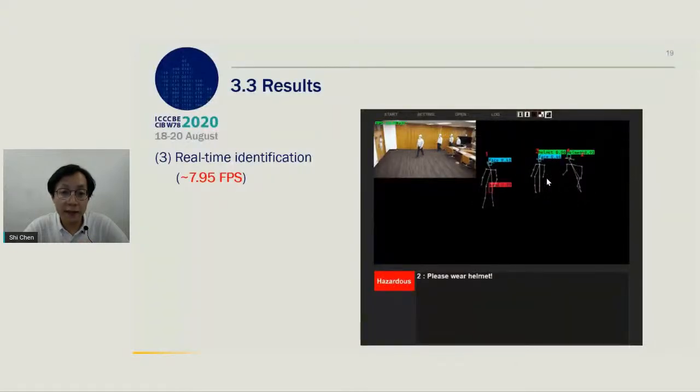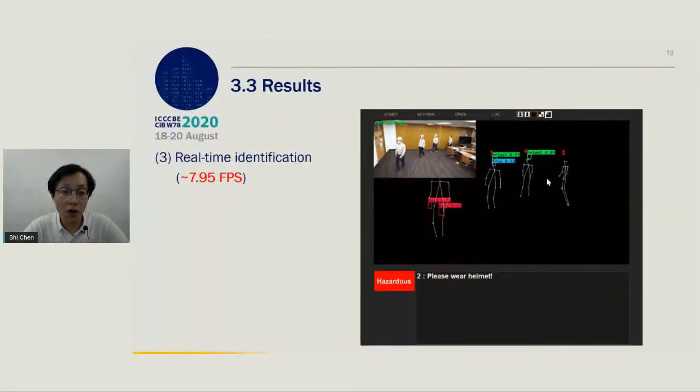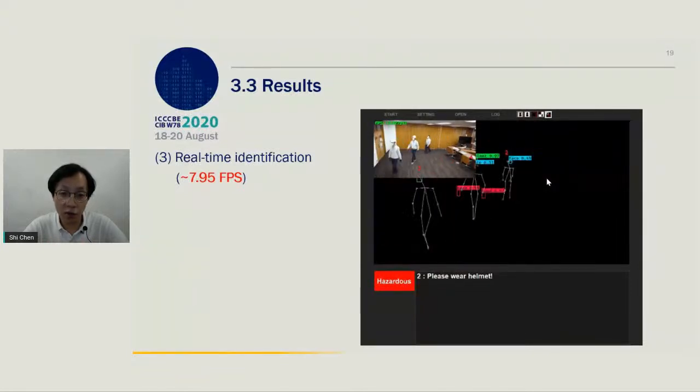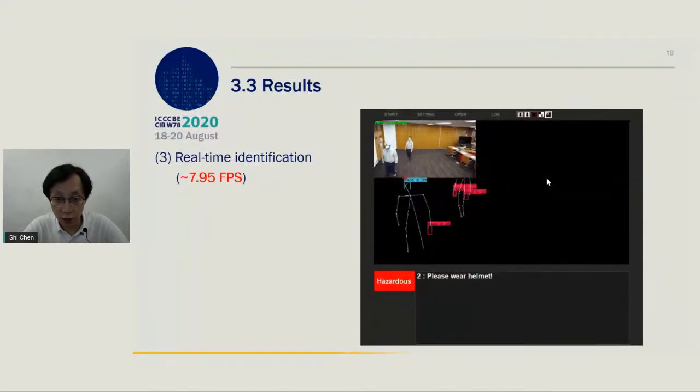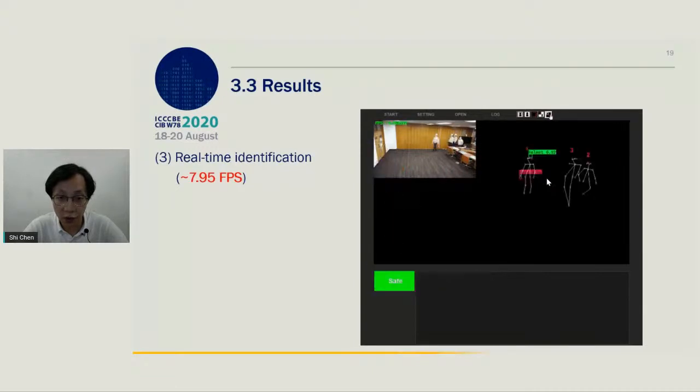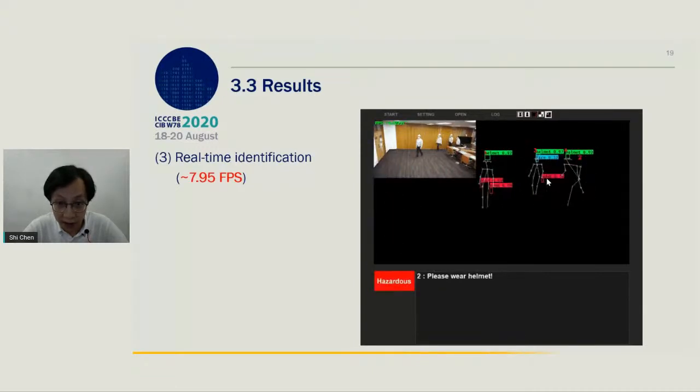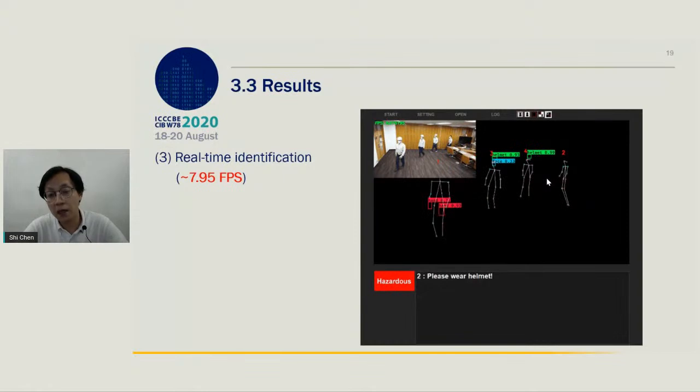Also, we developed a real-time system which is able to run at around 8 FPS. So the demo can be seen here. There are 4 persons here, but 1 person is not wearing a hard hat. So the risk was identified, as can be seen here.